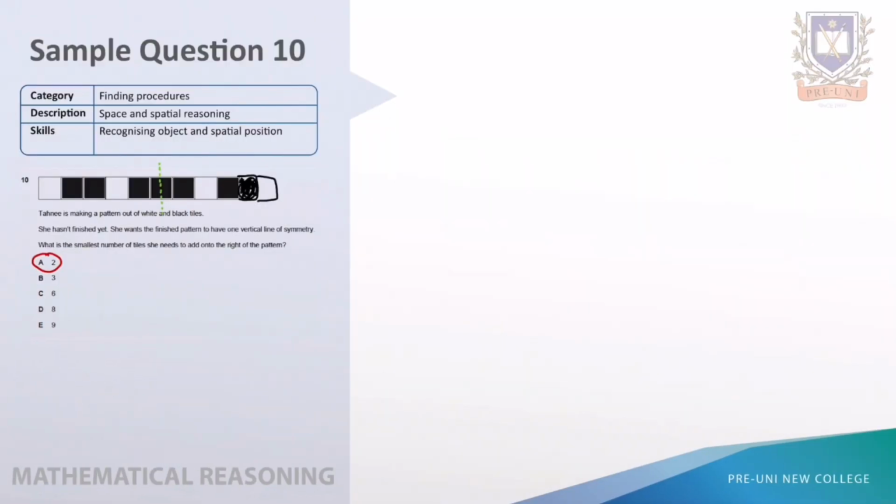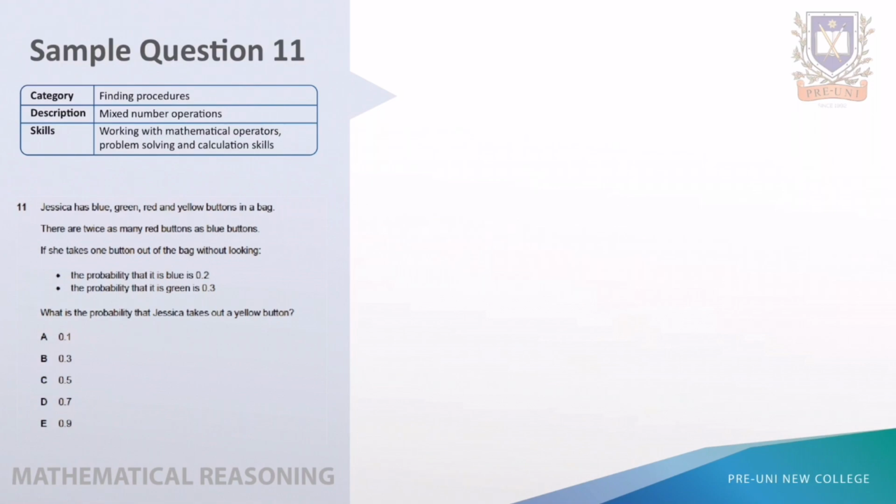So for this question, students just need to critically think and visualize where the line of symmetry could be placed in order to create the smallest number of tiles. For question 11, we have the category finding procedures, the description mixed number operations, and skills working with mathematical operators, problem solving, and calculation skills.